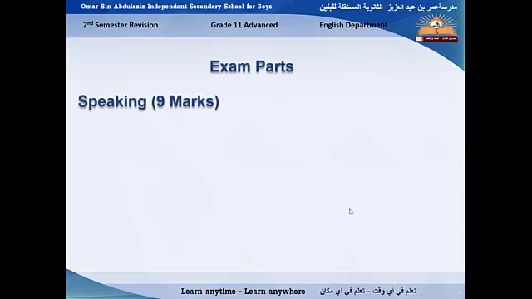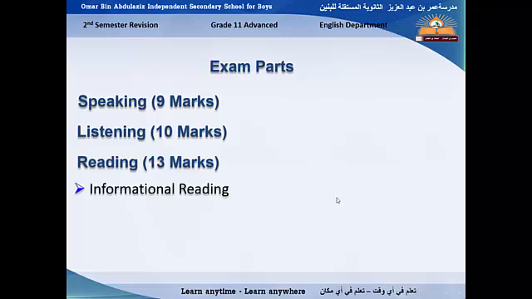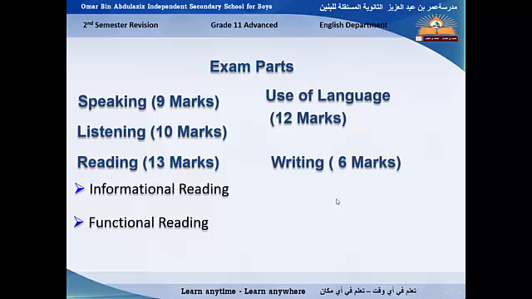Exam parts, as we mentioned: speaking 9 marks, listening 10 marks, reading 13 marks for informational and functional, the use of language 12 marks, and writing 6 marks.